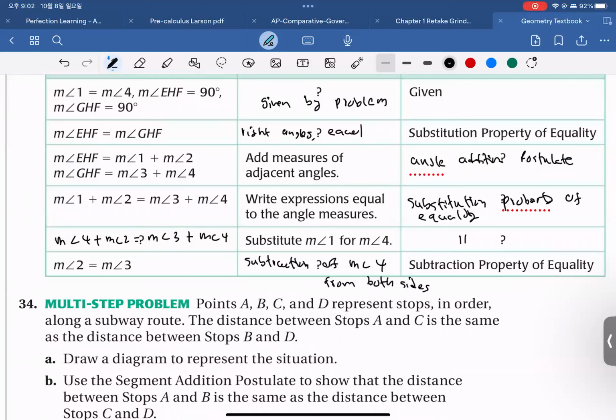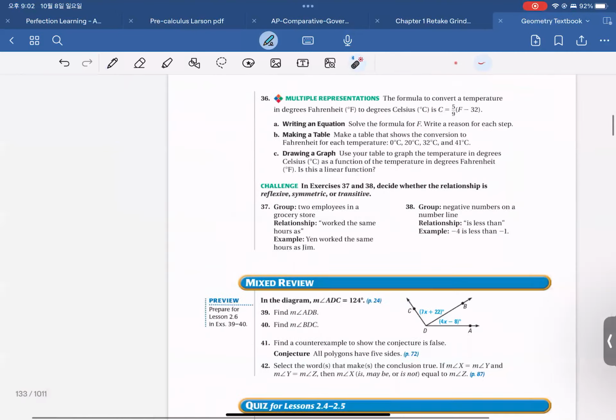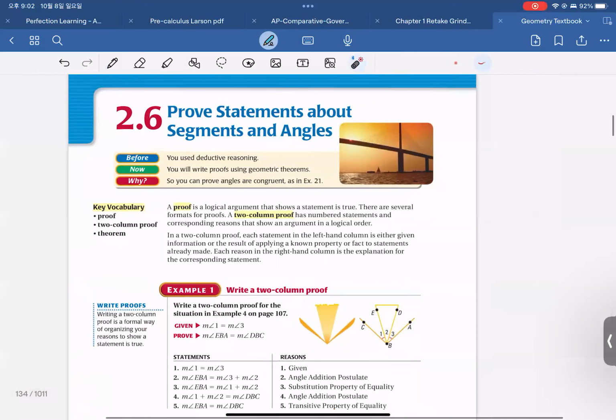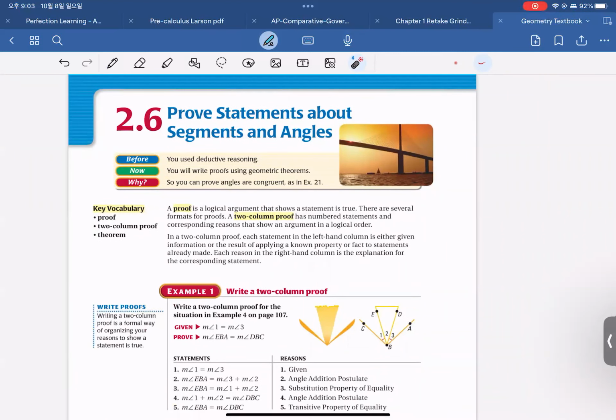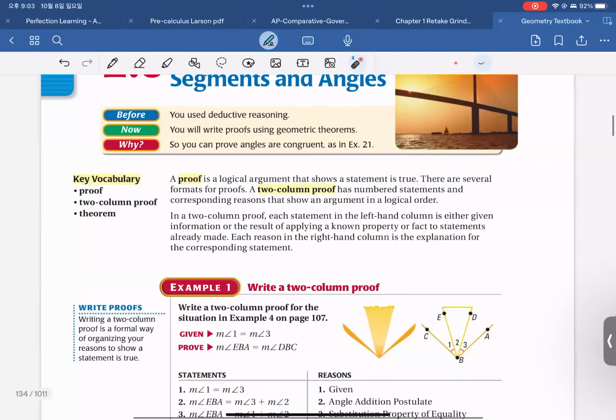So basically this is how the proof would go. I think it's pretty straightforward here, and we can just go on to the next proof statements about segments and angles. So when it comes to proofs, there's two main proofs. Well, first of all, note that a proof is a logical argument that shows a statement is true, and you can do it in many ways. A way of doing it is a two-column proof, and it's basically what we did earlier.